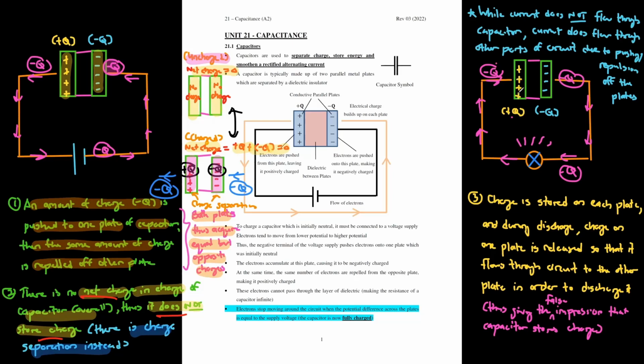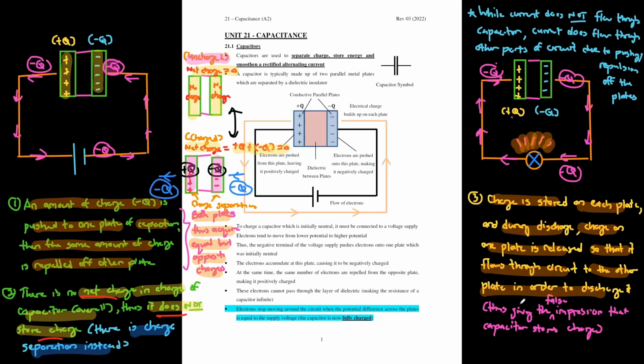Once it reaches the other plate, because this is positive and this is negative, the plate will discharge. Because your lamp suddenly lighted up, there's current flow, there's charge flow, so the charge must therefore come from the capacitor, isn't it? So it gives you this false impression that charge was actually stored by your capacitor when it isn't. If I wanted to word it, I would say that charge is stored on each plate, and during discharge, charge on one plate is released so that it flows through the circuit to the other plate in order to discharge it.